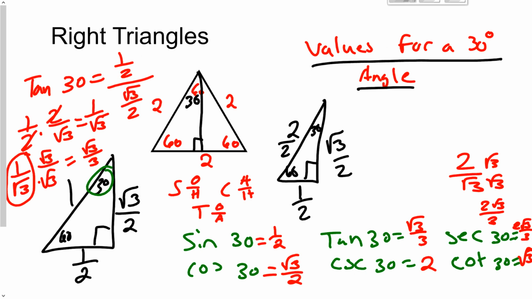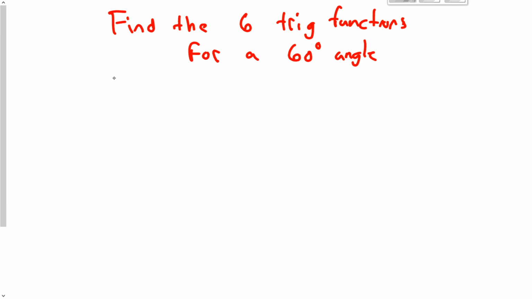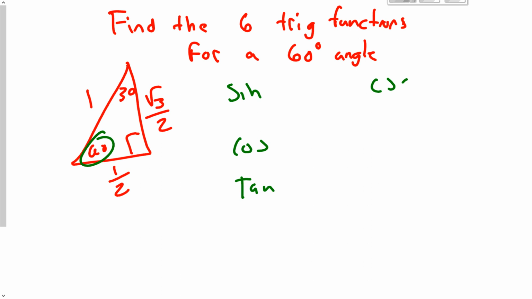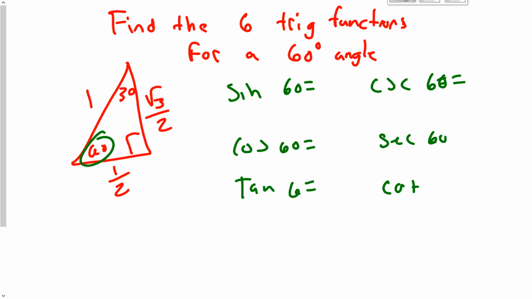You can go ahead and also do the 60-degree angle. So looking at that same right triangle, the 30, 60, 90 with 1, 1/2, and √3/2, go ahead and find the sine, cosine, tangent, and their reciprocals of 60 degrees. And what you'll notice is you can do the cofunctions thing, right?